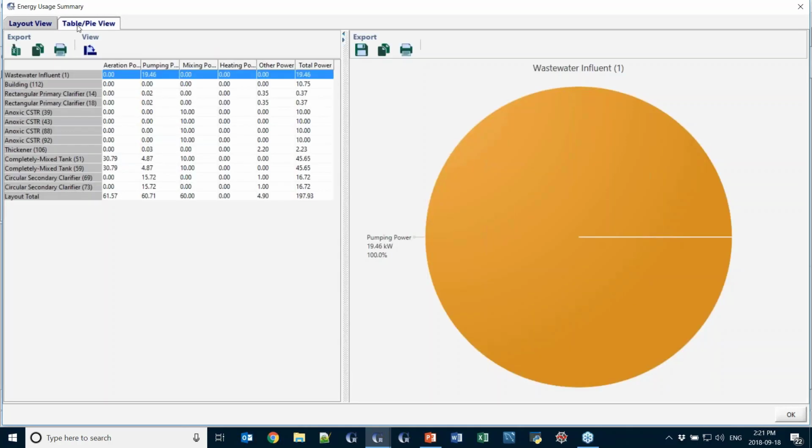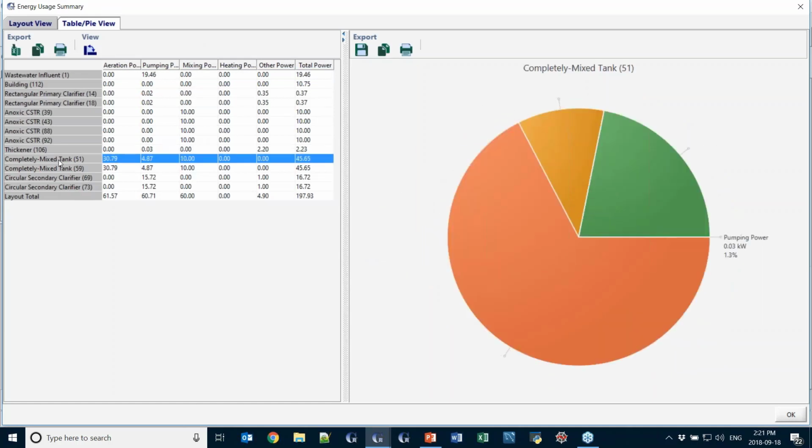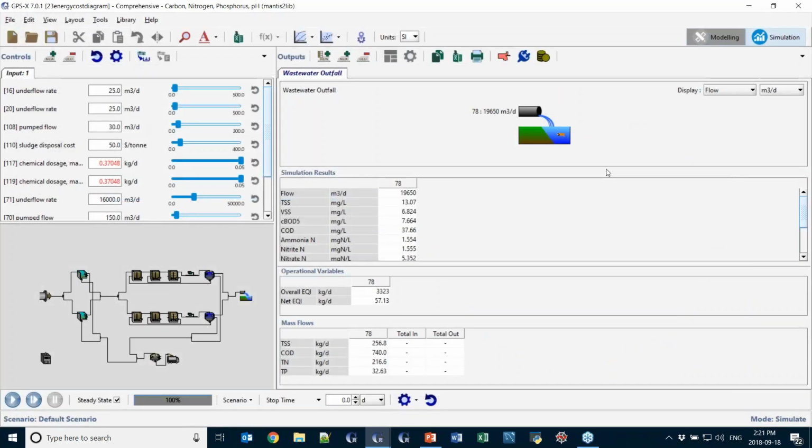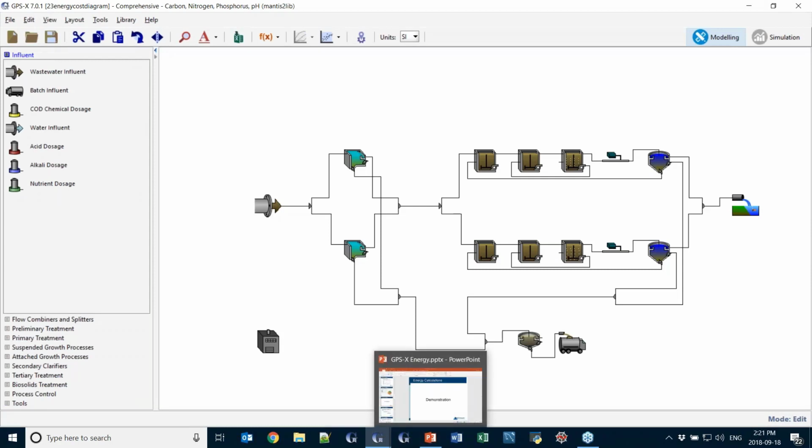You can also go over to the table pie view here, and you can click on individual units to get those details. And then we can also click on the entire layout and get a summary for the whole plant. So this table and this pie chart are all available for you to take advantage of and to export out to your spreadsheets in terms of tables, or to use these graphics and export them out from these buttons up here to include in your reports. Okay, so let me go back to the slides now.